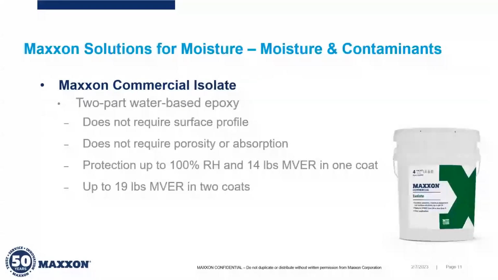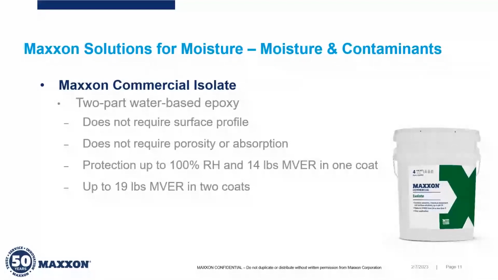And the last product that kind of falls under this category is the Maxxon Commercial Isolate. Commercial Isolate is a 2-part water-based epoxy, but the biggest difference between a traditional mitigation epoxy and something like this is the product does not require a surface profile, and it doesn't even require porosity as we saw in the MVP1. So this is a really low-cost, less labor-intensive alternative to one of the other two, but the protection is not as stout, if you will.